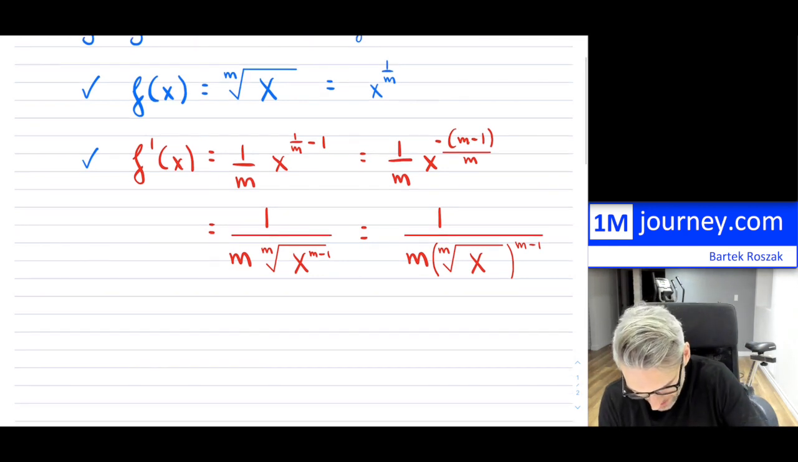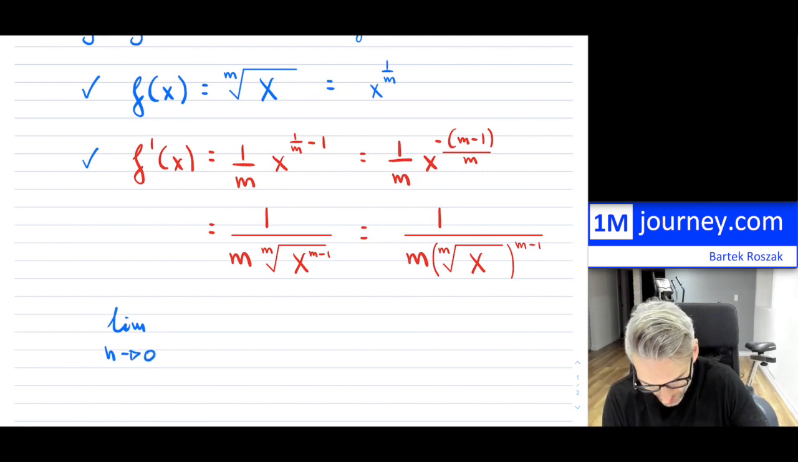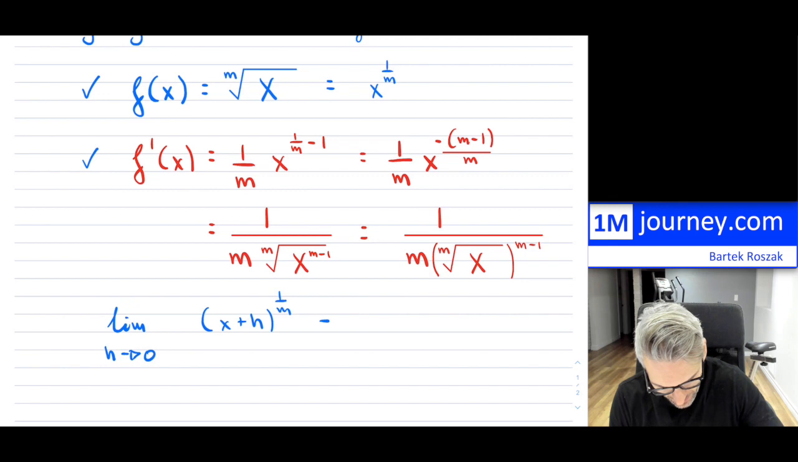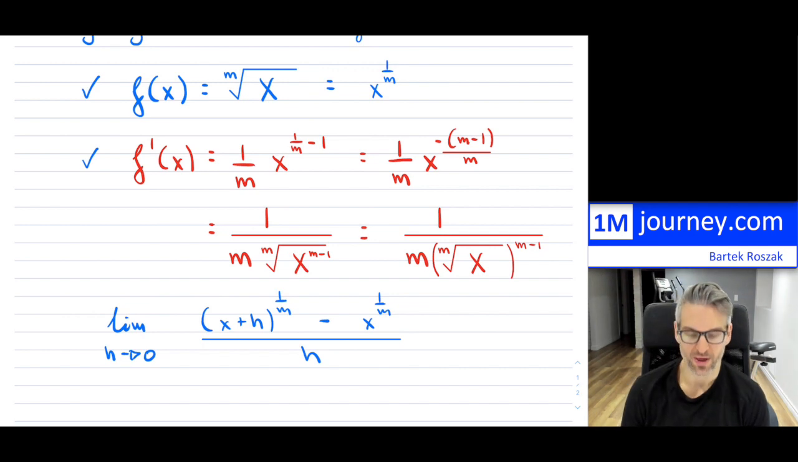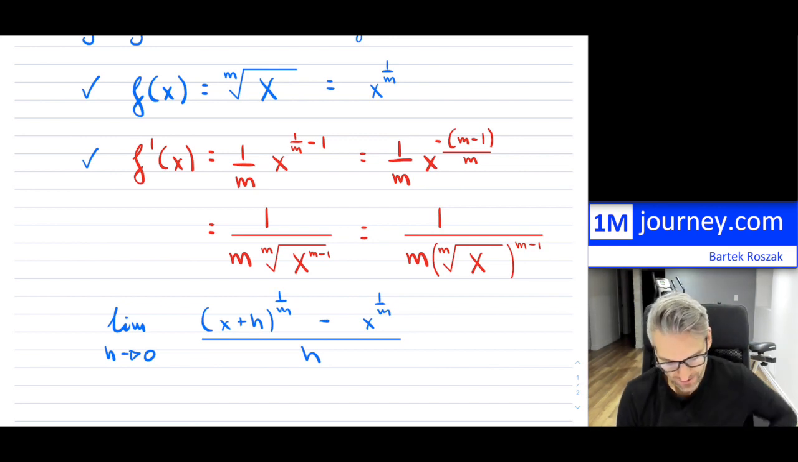Now if I take the original definition, as h approaches 0, and start substituting back in, I get the limit of (x plus h) to the 1 over m minus x to the 1 over m, all over h. That's our standard definition. Now, m is basically some positive integer. We'll assume that it's at least 2, or 3, or 4, or 5, etc.